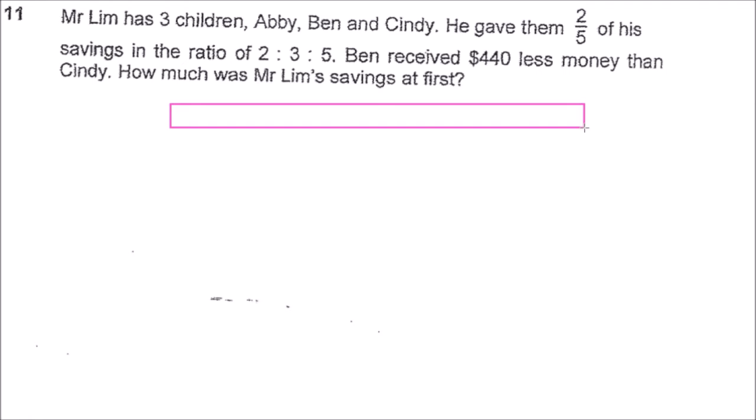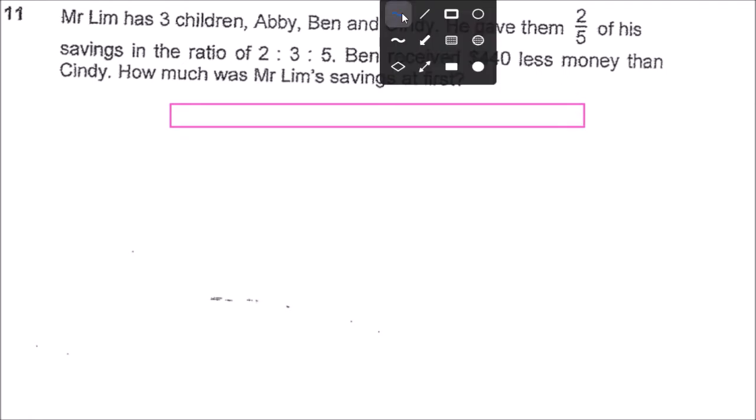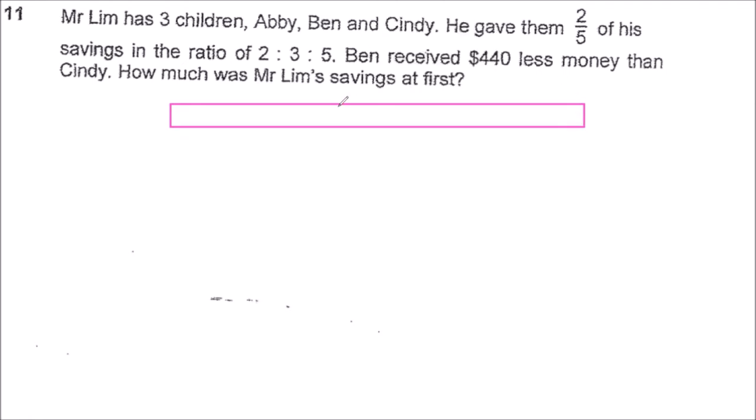Draw a long one. Now I can divide them. Divide into 5: 1, 2, 3, 4, 5. So this is 2 out of 5. These 2 units will go to the children. So it goes to the children in the ratio of Abby, 2 units.